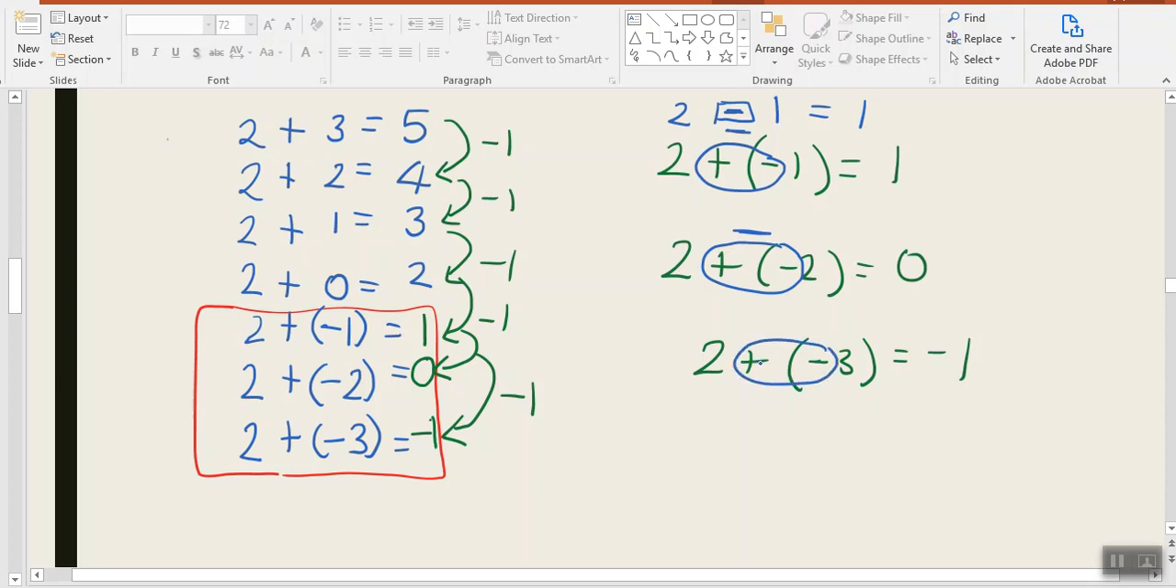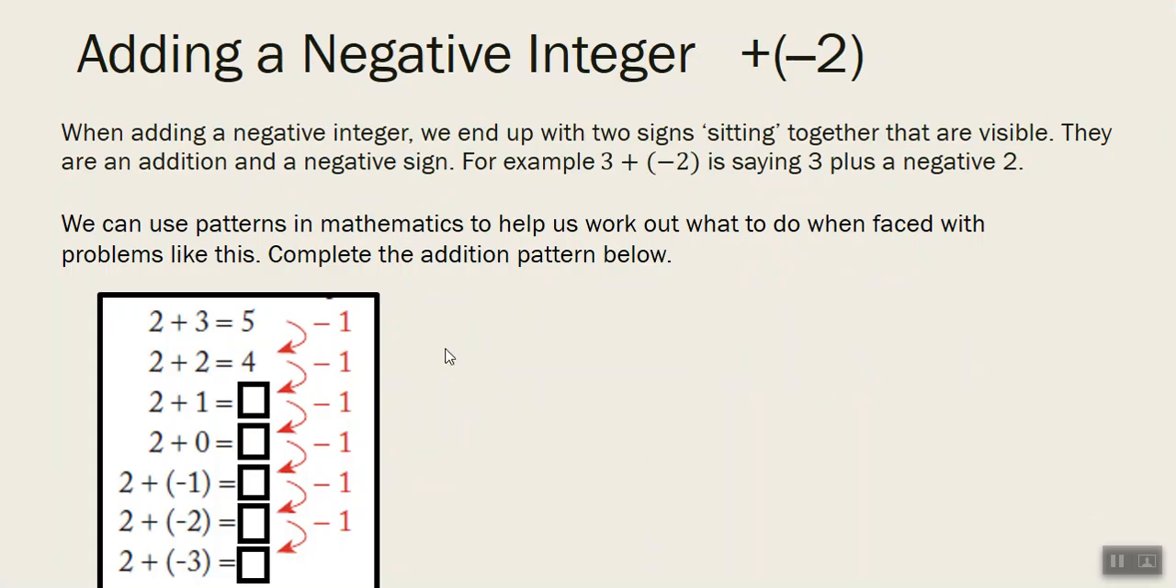I've got a plus and a negative sitting together. For me, and if I've got 2 and 3, to get to -1, I can't add them because 2 plus 3 is 5. But if I subtract them, 2 take away a 3, it leaves me with -1. And that's the rule we have just discovered. So this is the pattern that we have just worked out.